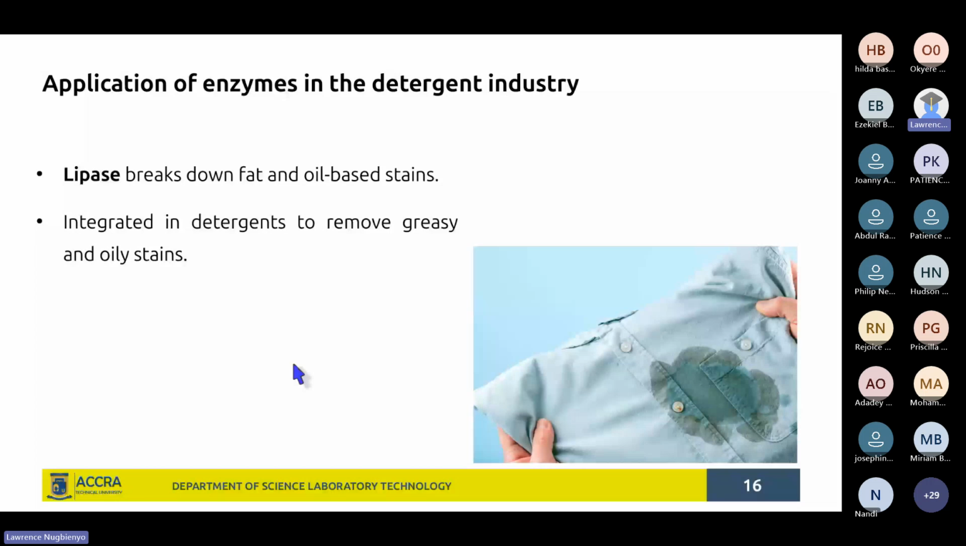But with the use of lipase in the detergents which you are using to remove the stain, there will not be the need to use such high temperatures for the removal of the stain. So that's an advantage. That's a more eco-friendly way of removing the stains from the clothes. So you have lipase doing that.